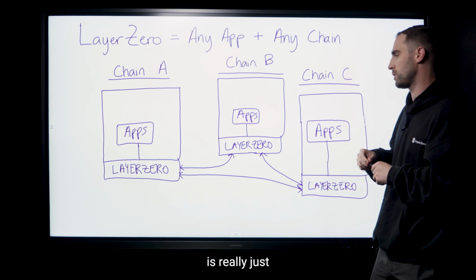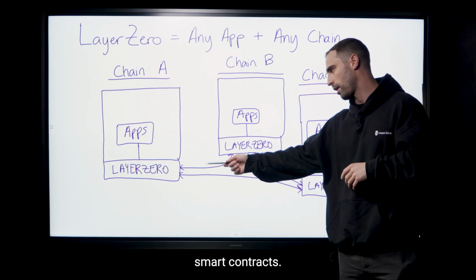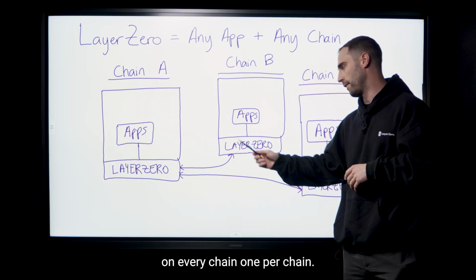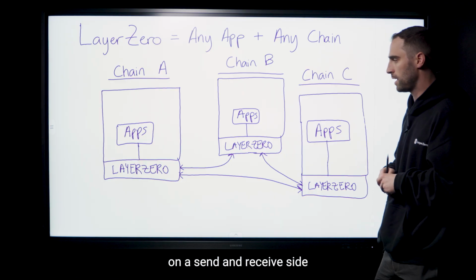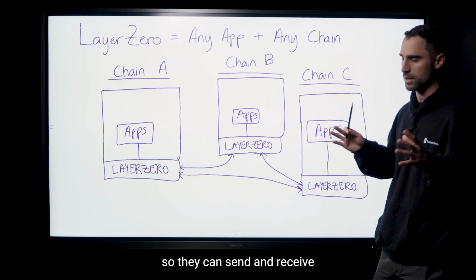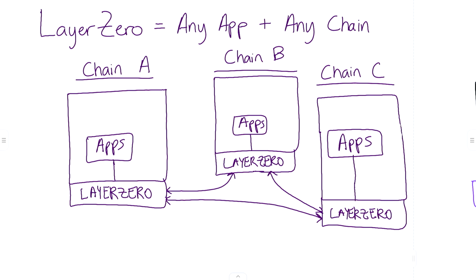And how that works is really just LayerZero endpoint smart contracts. They're mutable sets of smart contracts on every chain, one per chain, and apps can just configure to that interface on a send and receive side. So they can send and receive any information that they want.